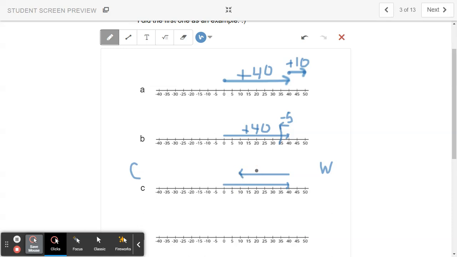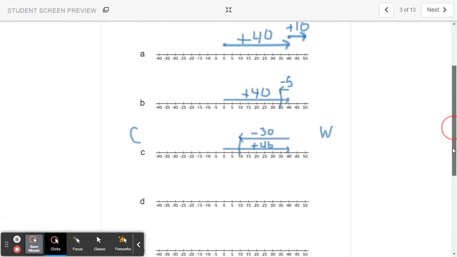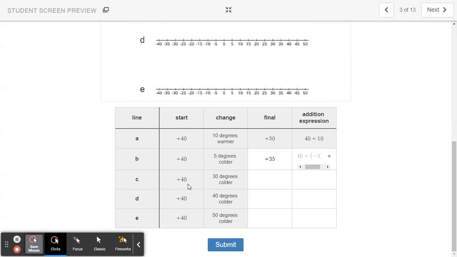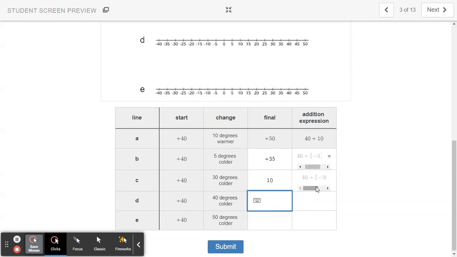So I know that this line up here stands for -30 because it went back 30. This one stands for positive 40. And I'm also making note, this ending temperature was 10 degrees. So if we start at 40 degrees, it gets 30 degrees colder, we end up at 10 degrees. The addition expression is going to be 40 degrees. And since it's telling us it's addition, we do plus, and then that's -30 degrees. Whoops. And I'm using parentheses to show the -30 since it follows an addition sign.